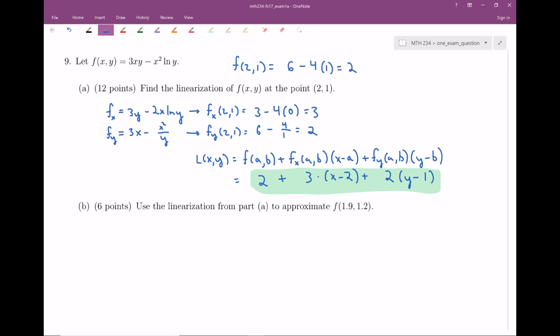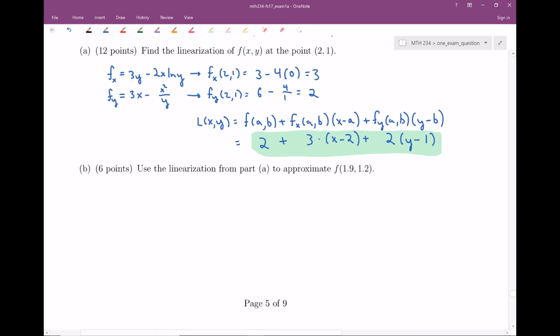Part B is to use the linearization to actually approximate something. Another name for linearization is linear approximation, so we can use these to approximate things. The big idea is that f of x, y is approximately equal to L of x, y so long as x, y is close to the point a, b. In this case our point is 2, 1. Here's a point that's relatively close to that: 1.9, comma 1.2. So the claim is the linearization will do a good job.